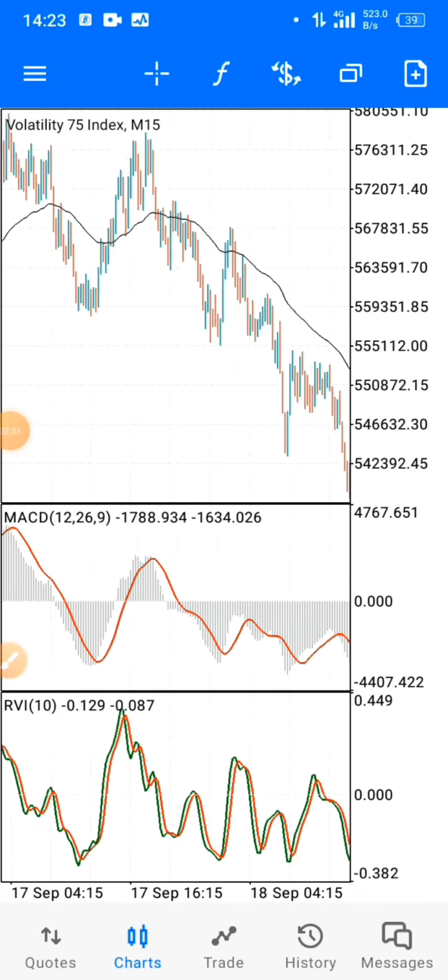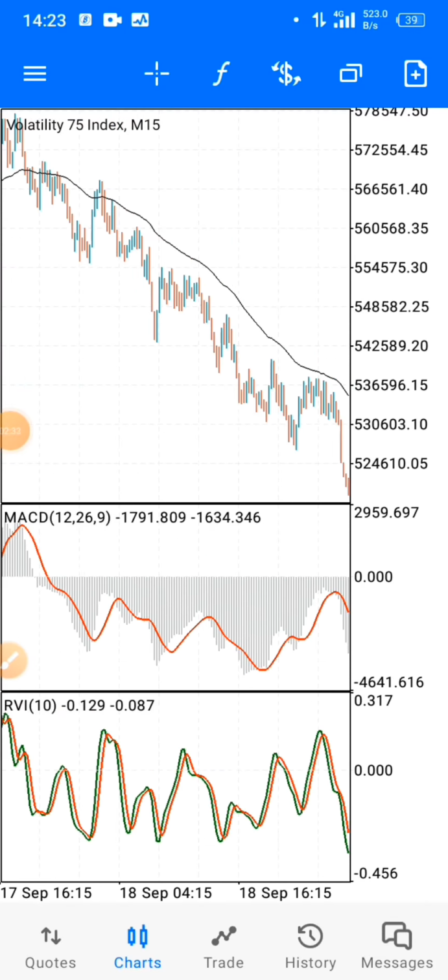Let me look forward for some examples so that I can show you. We're going to be using this one strategy on Step Index or any index it works on, except for Boom and Crash. Boom and Crash has specific rules that I'm going to share with you in the next video.